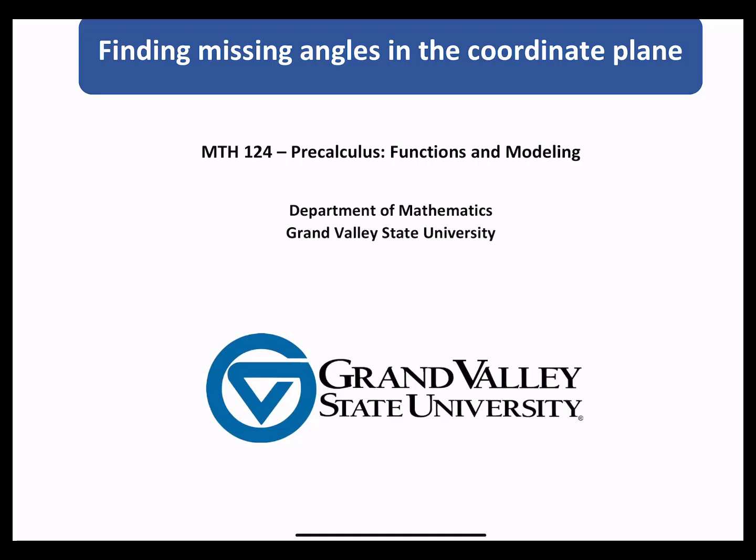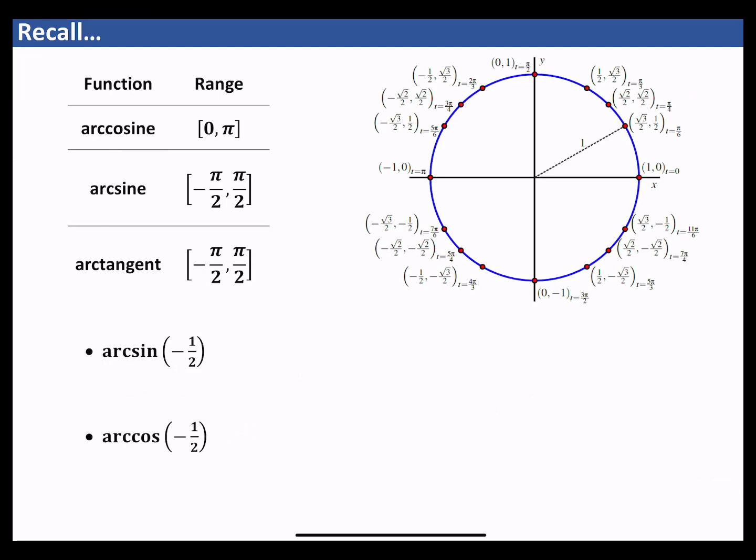Hello and welcome. In this screencast, we will quickly review the range of the inverse sine, cosine, and tangent functions before moving on to find some missing angles in the coordinate plane. Previously, we saw that the range of the arc cosine function is 0 to pi inclusive, which means any time we use a computational device to evaluate the arc cosine function, the output will be angles in quadrant 1 or quadrant 2.